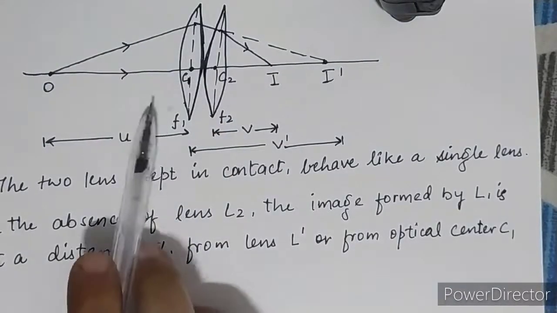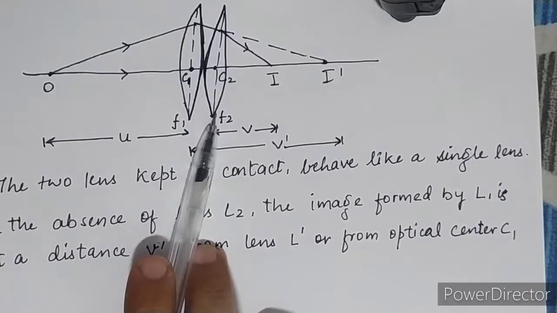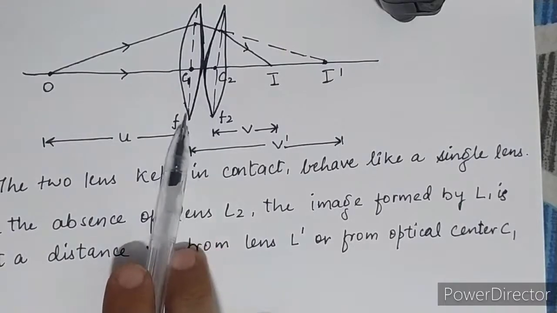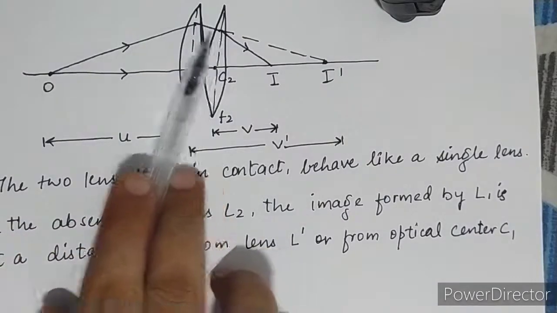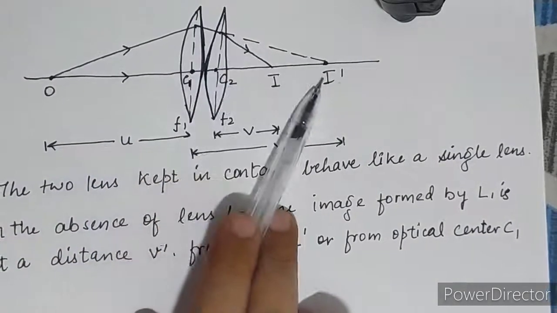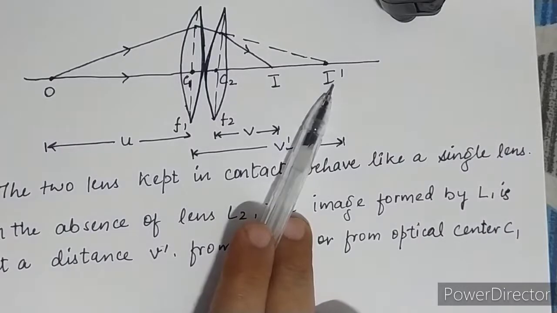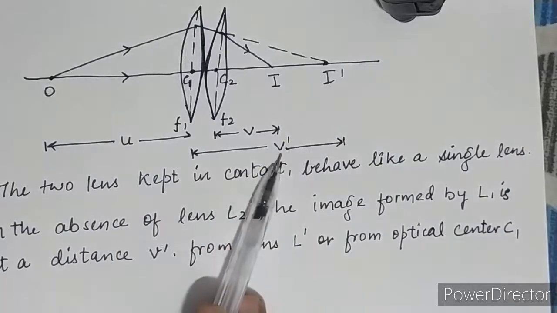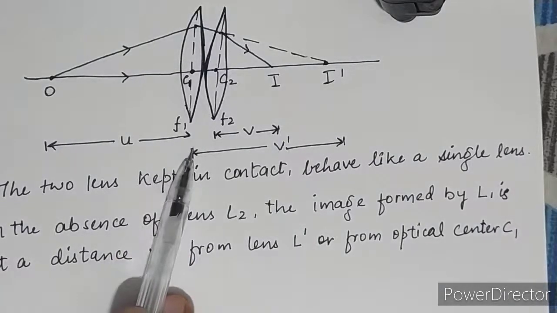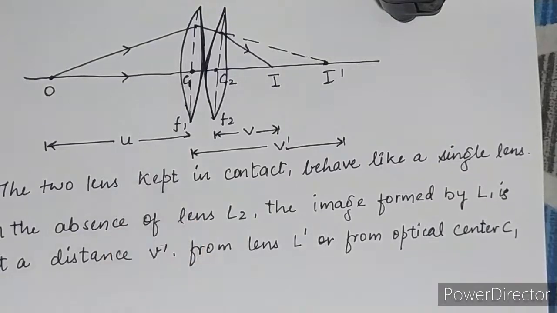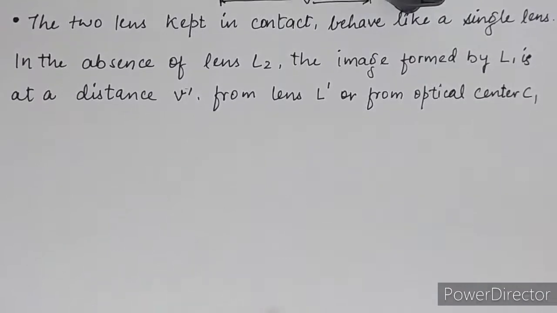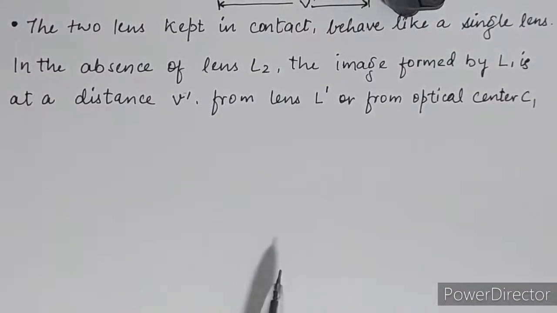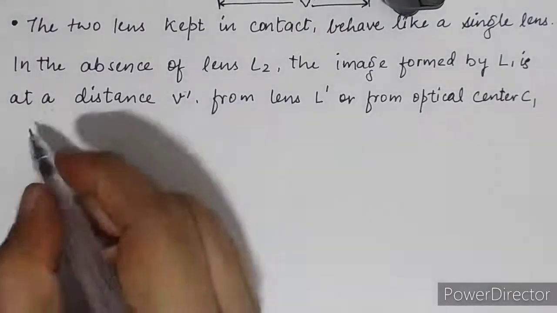Okay. So, first, let us consider that the second lens is absent, and we only have a lens L1. Then from this object, one refraction is done and the image is formed at I dash, which is at a distance V dash from the lens L1, or we can say from the optical center C1 of the lens L1. Okay, clear?